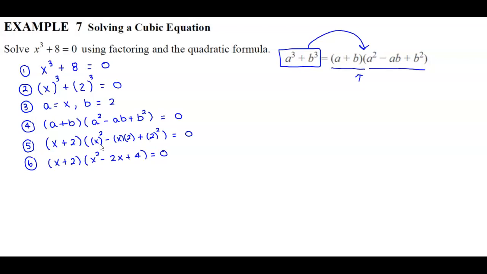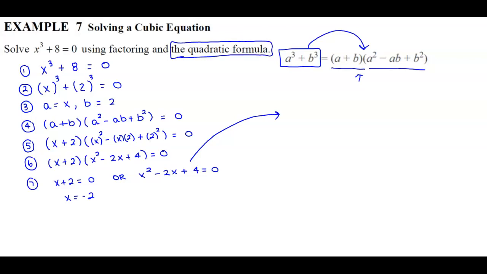So now we're going to use the zero factor property. We're going to let x plus 2 equal 0, or x squared minus 2x plus 4 equals 0. Now on the left side, we can solve for x because x is going to equal negative 2. But on the right side, we can't factor that. And that's where we have to use the quadratic formula.